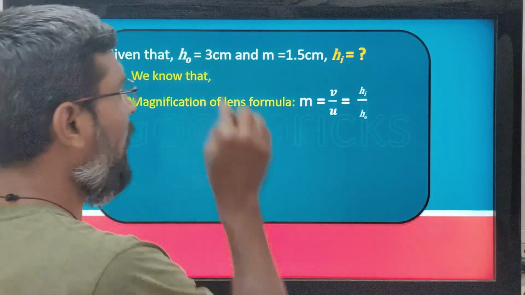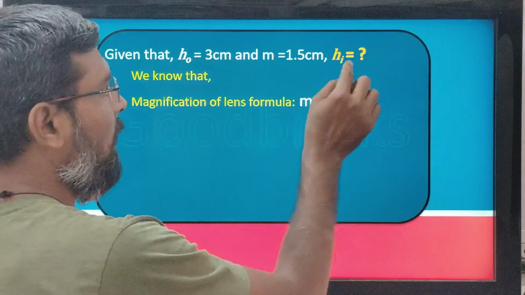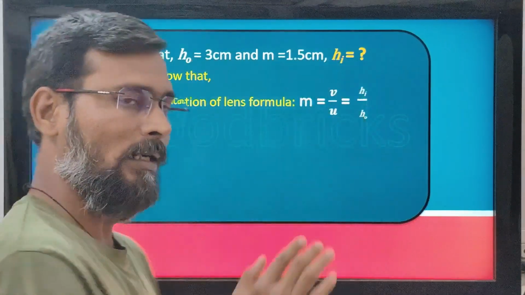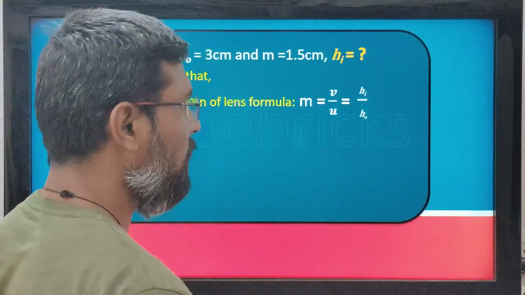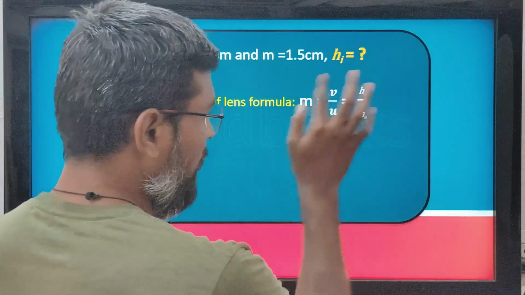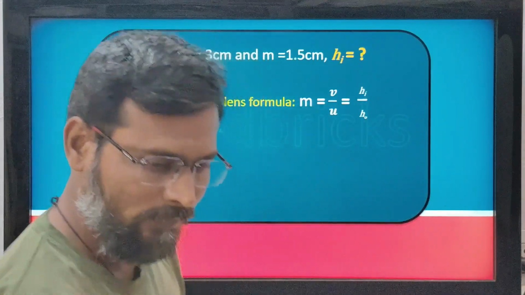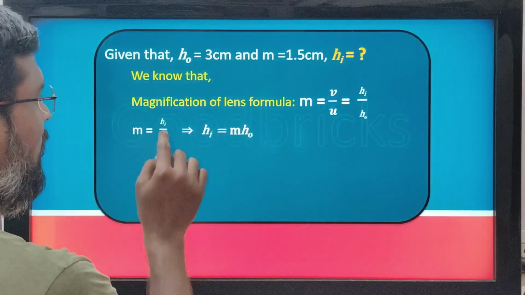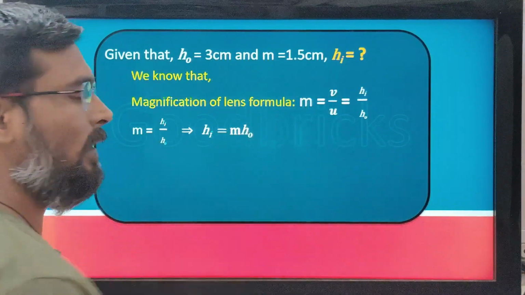Next, in our problem, only Hi and H0 related things are there. There is no work with V and U. So from this formula, what we have to take? M is equal to Hi by H0. We are not taking V and U.